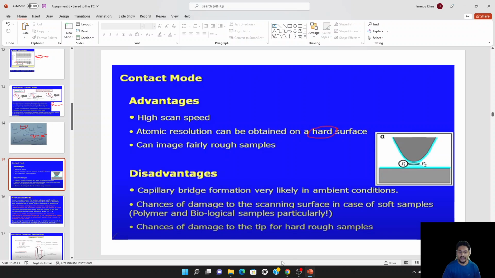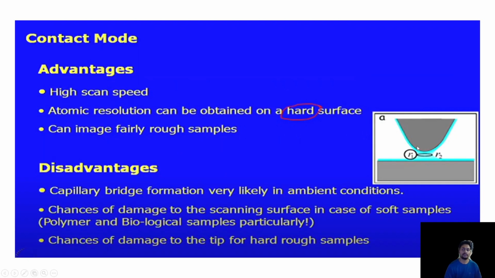So I was talking about AFM. This is the contact mode. Normally imaging is done in contact mode. So what are the advantages of contact mode? It has high scan speed. Atomic resolution can be obtained on a hard surface, and it can image fairly rough samples.